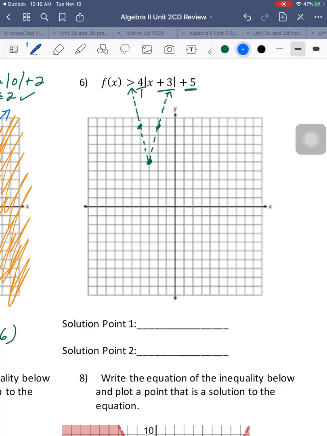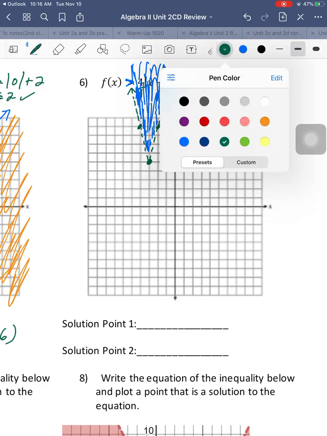Now we have a greater than symbol, so that means we're shading above the line. So above the line should be somewhere in here, and it keeps going forever. All right, solution points. This is going to be a little trickier because it's a dashed line, so that means there's no solutions on the actual V.